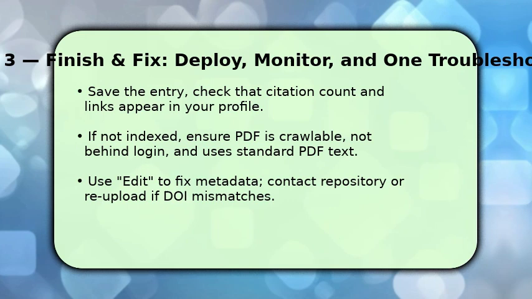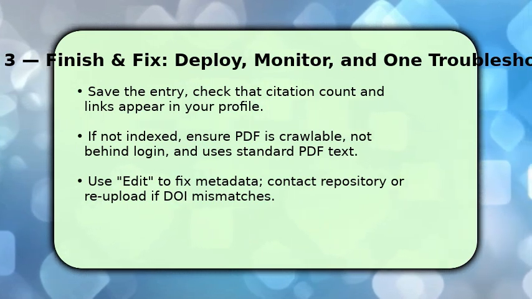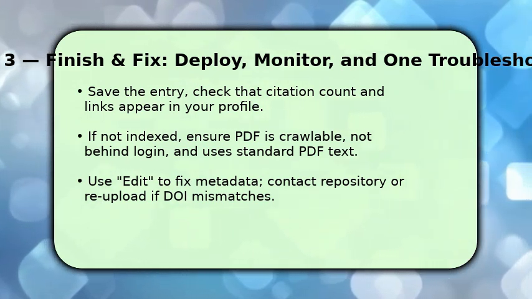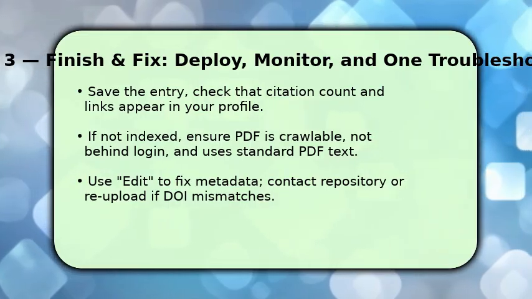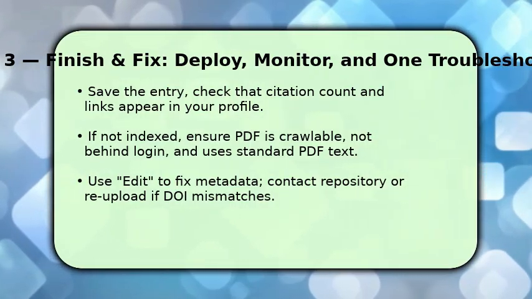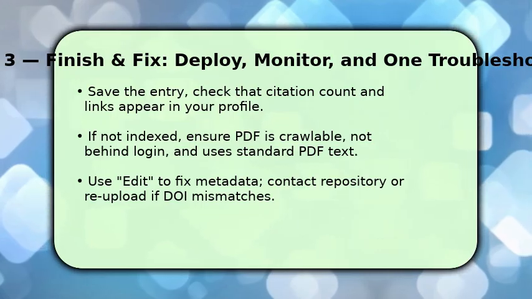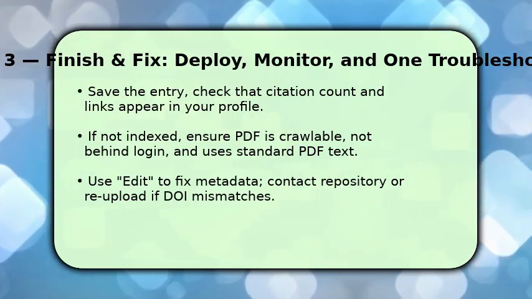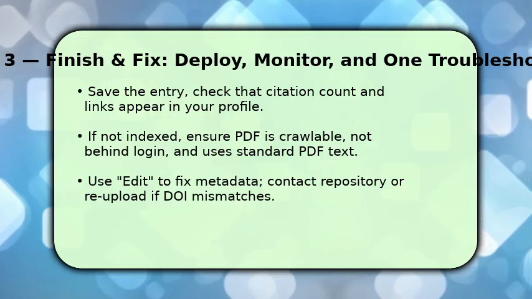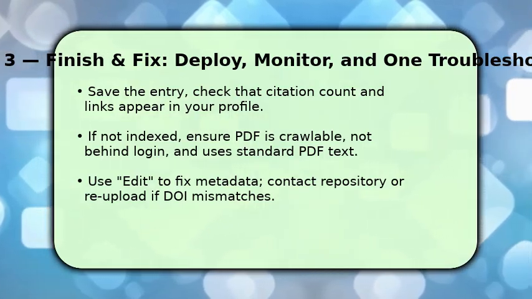If the paper doesn't show up in search results or citations are missing, make sure the PDF is crawlable, not behind a login, and contains selectable text rather than images. OCR may be needed. If metadata or DOI is wrong, edit the entry directly or re-upload the corrected file to ensure Google Scholar reindexes it.